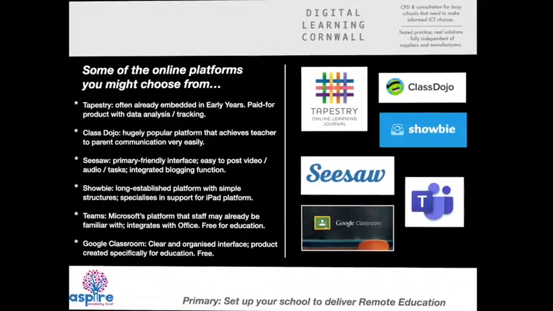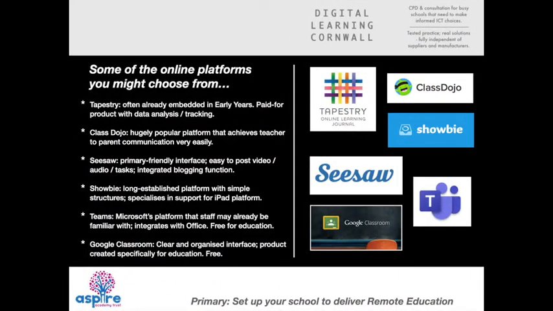So here's one of the key questions that primary schools need to face. Which online platform or platforms are you going to use? Each one's got its pros and cons, but do consider whether you're after something for parents to use with their children, or if you want something that children can use independently. At Mount Hawke Academy, where I teach, we have Tapestry for early years, Seesaw for Key Stage 1 and Google Classroom for Key Stage 2.